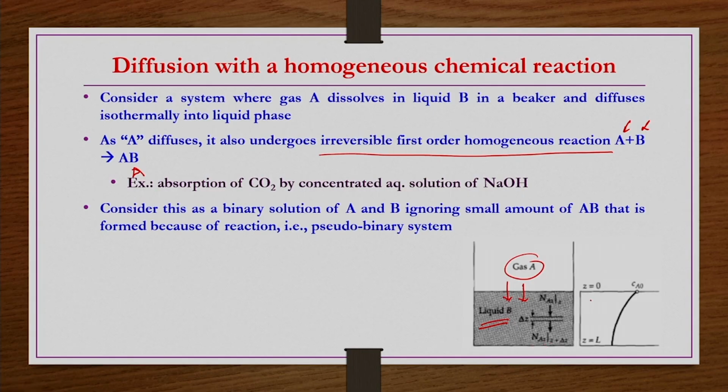Now, the height of the liquid we are taking as L. The top location we are taking as Z equals 0, and the bottom location of the beaker we are taking as Z equals L. At the top, only pure gas A is there. At the gas liquid interface, the concentration of A is Ca naught, that is the solubility of A in B. And at Z equals L, we do not know how much it is, so usually dCa by dZ is equal to 0.